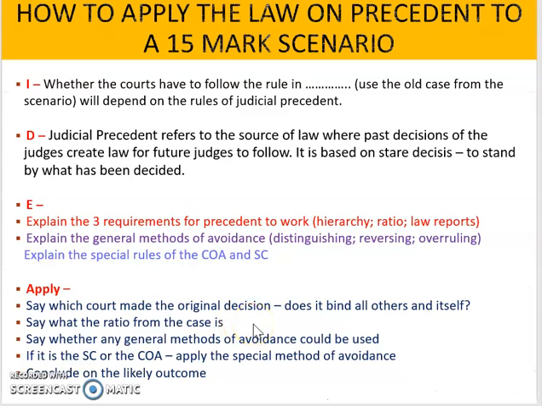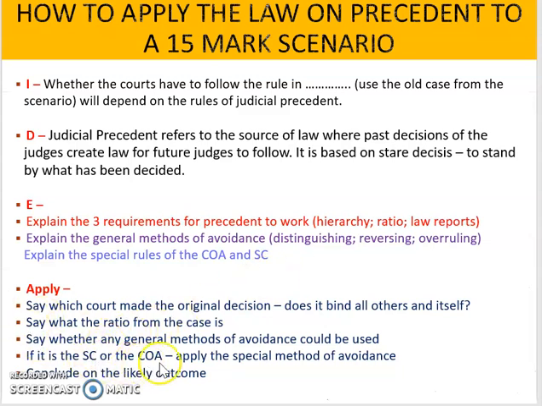So at that point, you need to have a look and think about, do any of the general methods of avoidance apply? So if it was the Court of Appeal not wanting to follow the Supreme Court, the only thing they could really do is distinguish. So look at your scenario and think about, are there any facts that are different that we could possibly argue this shouldn't apply here?